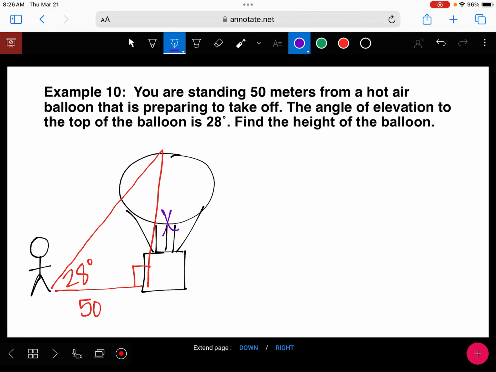My diagram. So my X is over here. I don't know if you can see the X, but that's my X. So see if you can figure out what trig ratio you would use to find the height.